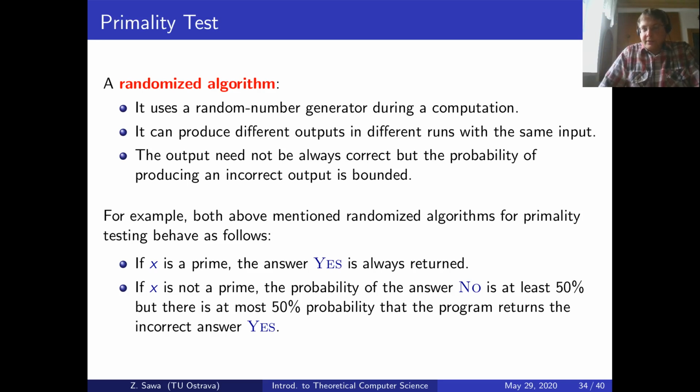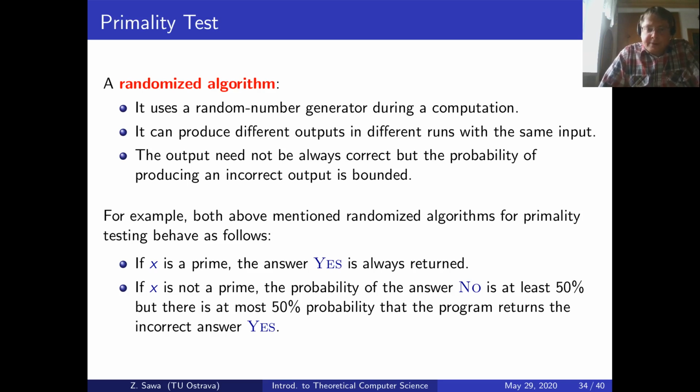So the natural question is, what is such an algorithm good for, if it can produce wrong answers? Of course, to be useful these algorithms cannot produce a completely random answer. They cannot just use a random number generator and generate the answer yes or no depending on it.